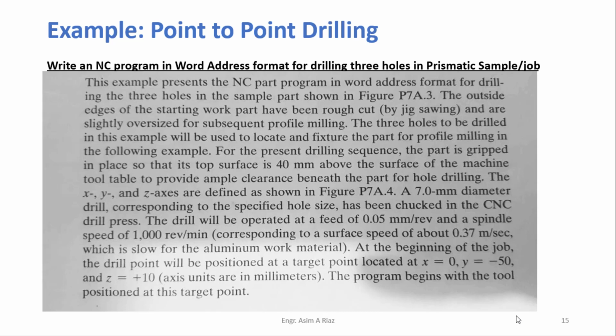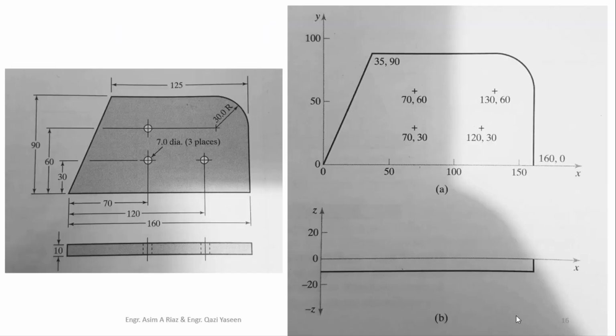The part is gripped in place so that its top surface is 40 mm above the surface of the machine tool table to provide ample clearance beneath the part for hole drilling. So clearance is very important to avoid the touching of the drill bit with the machine tool, machine vise or work table. The X, Y, Z axes are defined as shown in the figure. So in the figure, on the coming slide, you can see 3 different holes at different locations are mentioned.